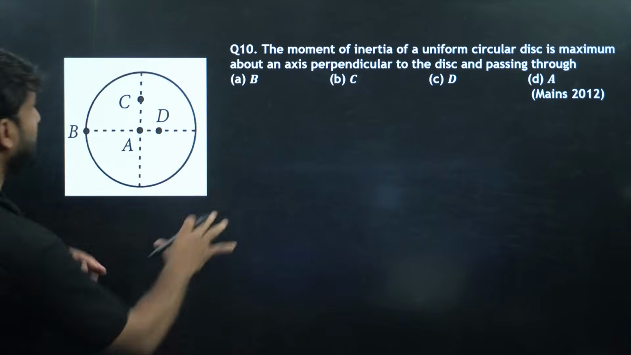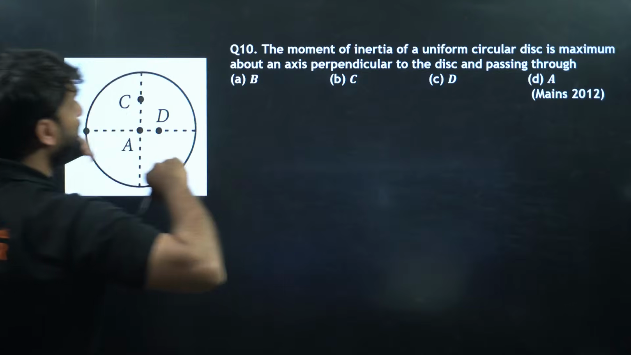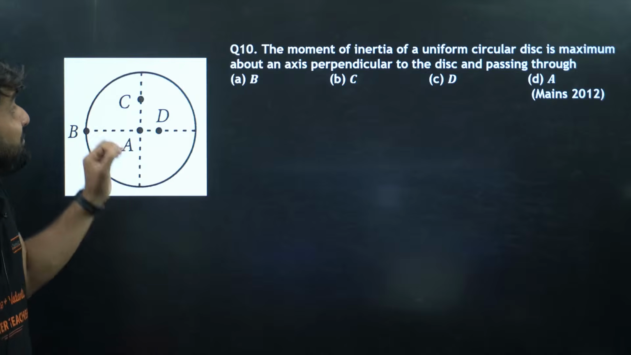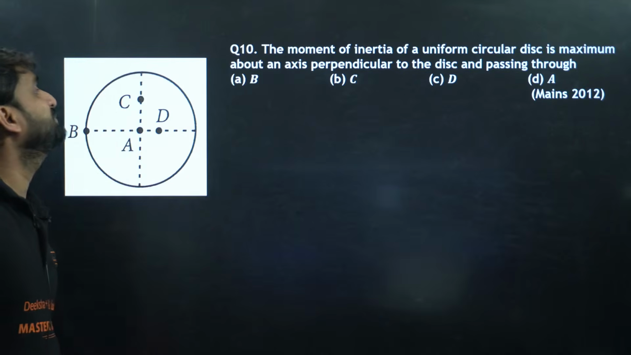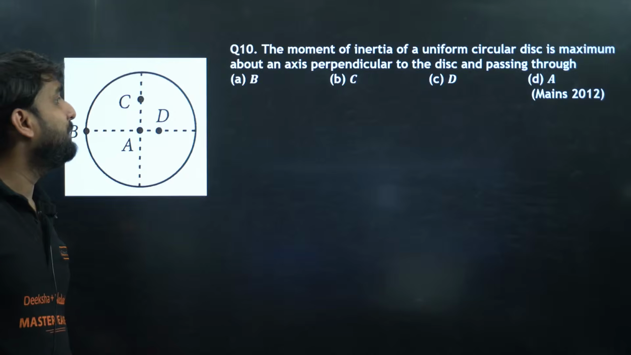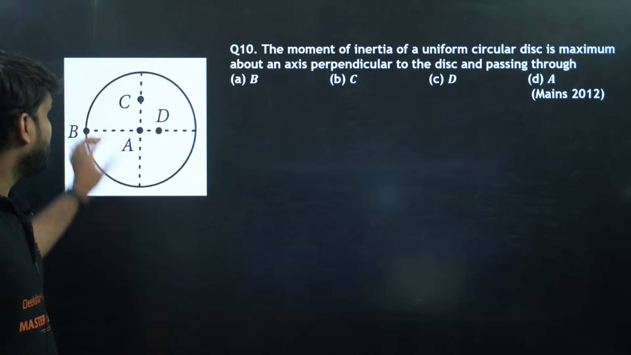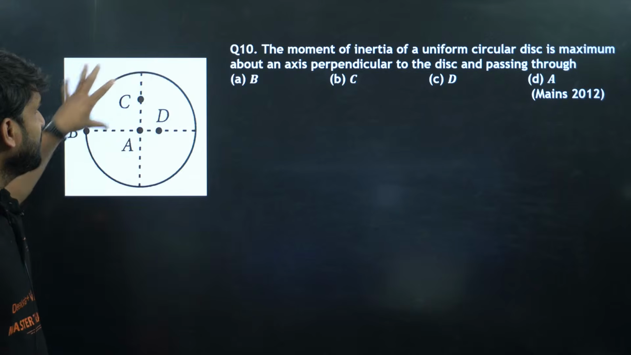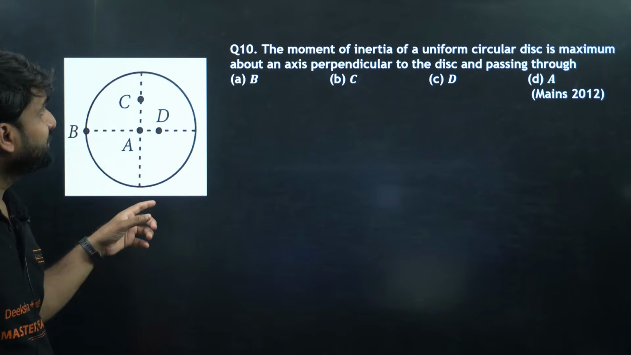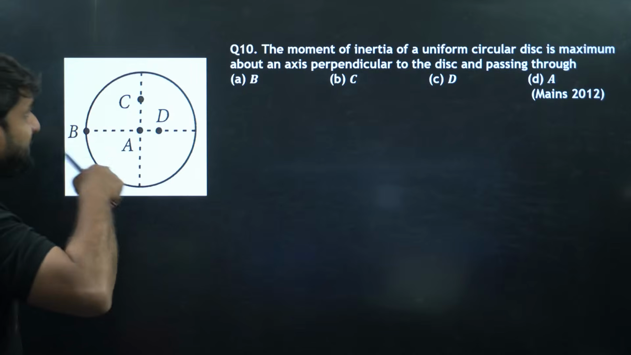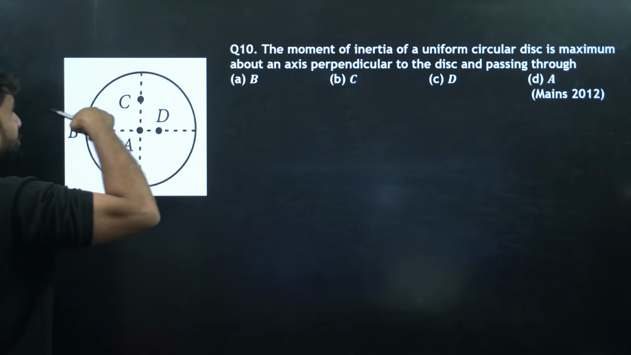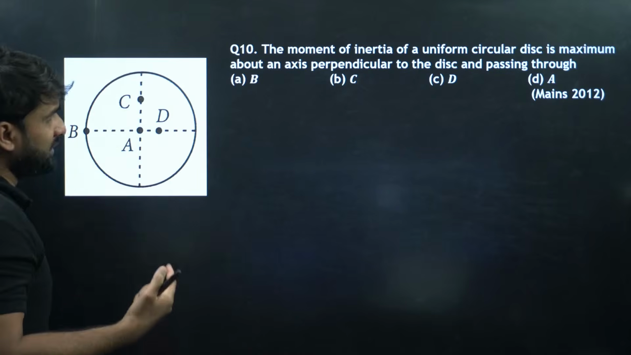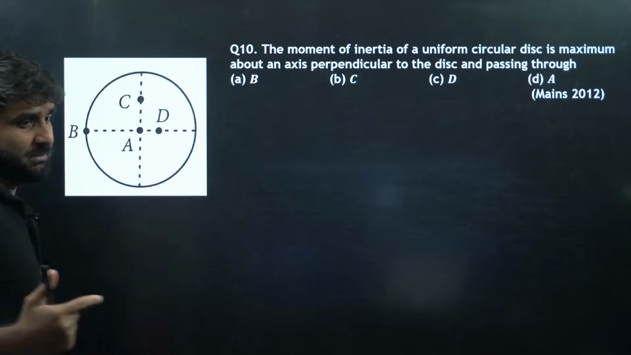Okay, now look at the question. This question is from Mains 2012. The moment of inertia of a uniform circular disc is maximum about an axis perpendicular to the disc and passing through. So there are 4 spots, point A, point B, point C, point D, and this is a uniform disc. The question is asking, if a line passes perpendicular to the disc through A, through B, through C, through D, at which point will the moment of inertia be maximum?